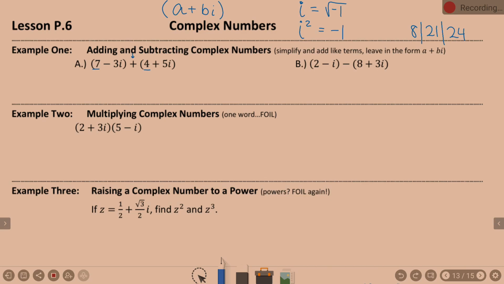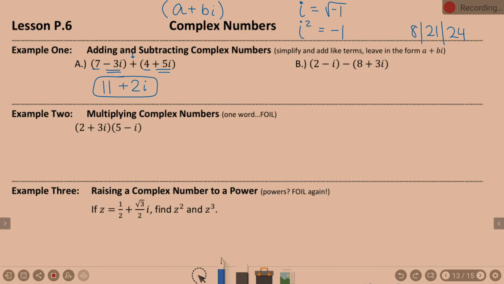7 plus 4 is 11. And then -3i plus 5i is going to be 2i. And what is 11 plus 2i? The answer.